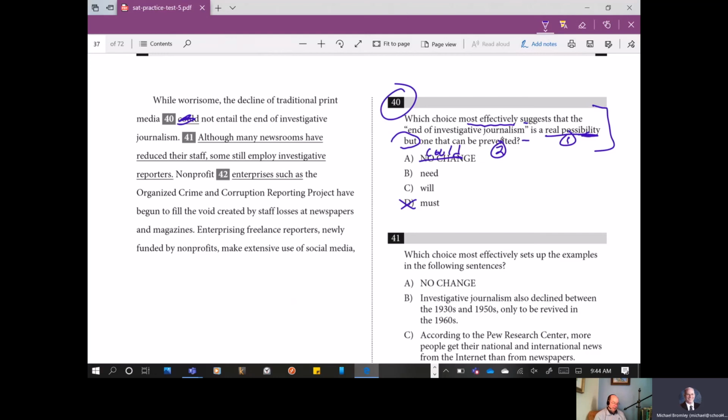We want to know that the end of investigative journalism is possible, but it can also be prevented. Will does the same thing. We get rid of those two here, because those are implying the opposite of what we're supposed to do. It's not a possibility, it's saying it's going to happen, and therefore it can't be prevented. So now between could and need. Could means it's a real possibility, but does could suggest that it can be prevented? So it could not entail the end of investigative journalism. It's saying that the decline of print media could not entail. That's telling me that it's not necessarily going to happen.